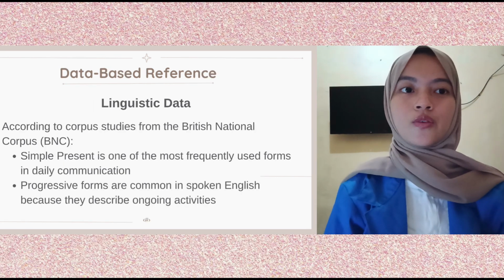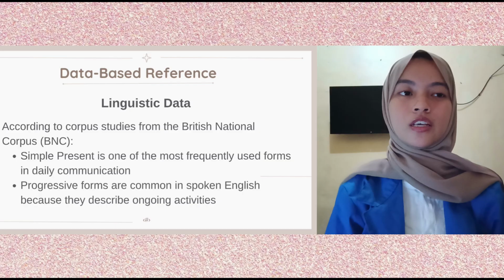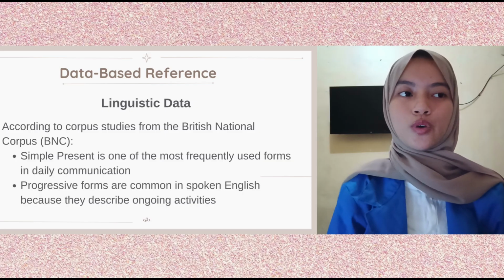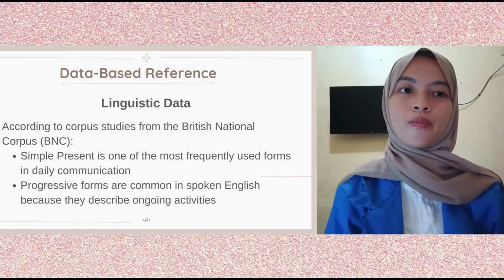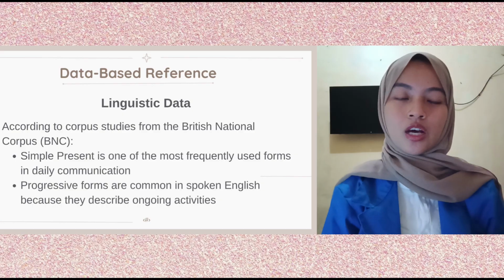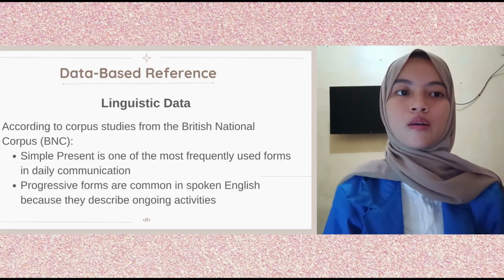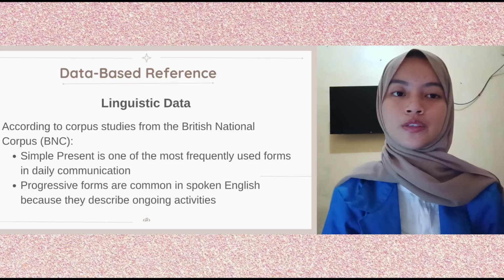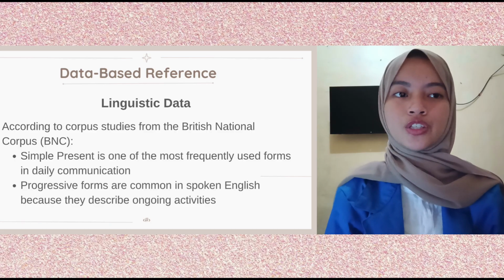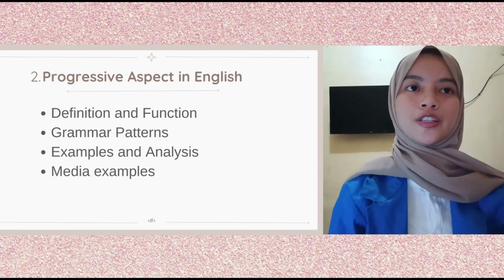According to studies from the British National Corpus, the simple present tense is one of the most frequently used forms in daily communication. Progressive forms are also common in spoken English because they help speakers describe ongoing activities and temporary situations more naturally.